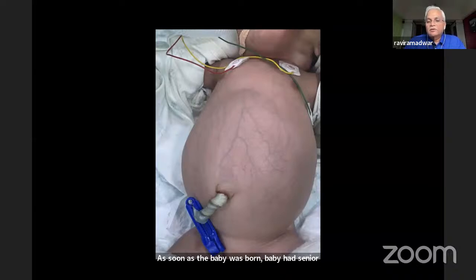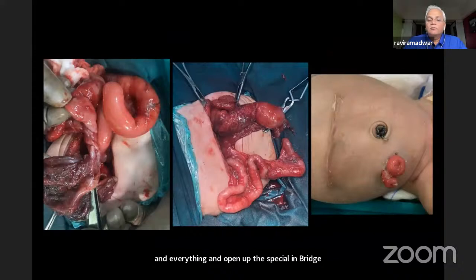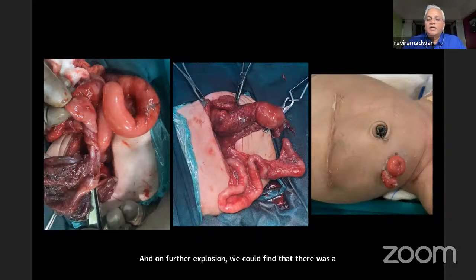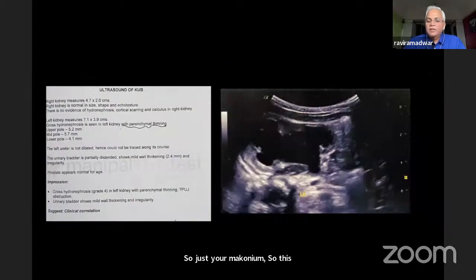Within 1 hour of the baby being born, we arranged for blood and everything and opened up this patient. We could see that there was 350 ml of fluid inside a large cystic space, which was adherent to everything, right from the liver, diaphragm, spleen, stomach, intestine, colon, to the uterus and the ovaries. Whatever was there, it was taking blood supply from all these structures. On further exploration, we found an atresia and a perforation from the atretic end into this dilated cystic mass, suggestive of meconium peritonitis with a giant meconium cyst. So this child underwent an ileostomy and then anastomosis of the ileum.